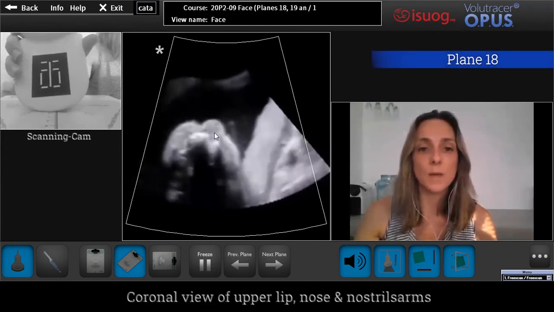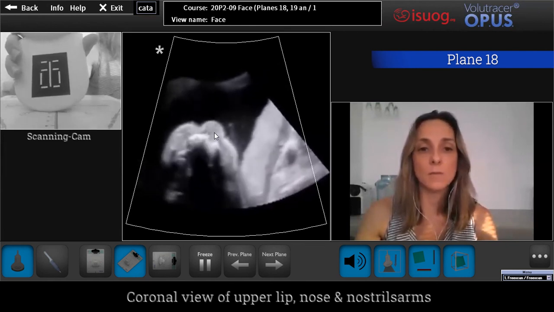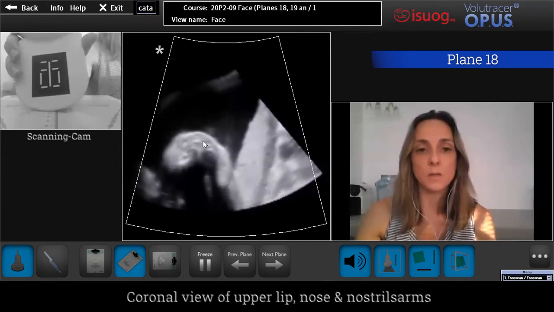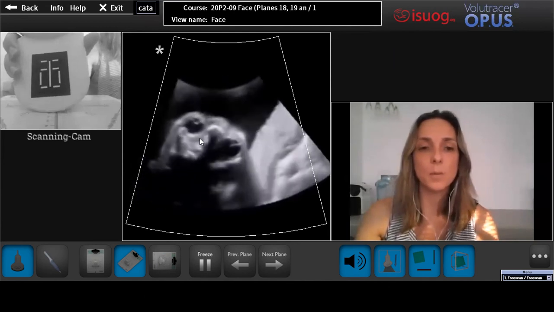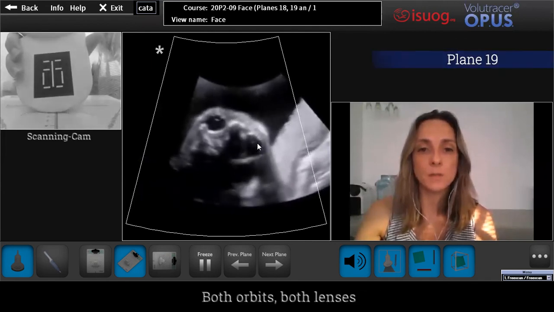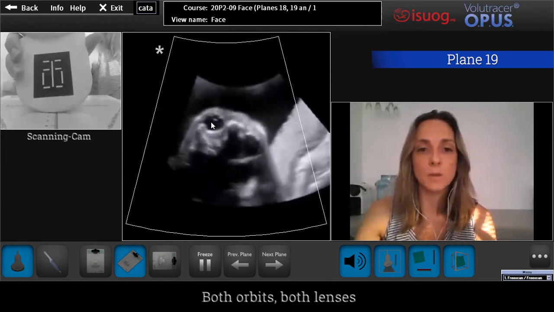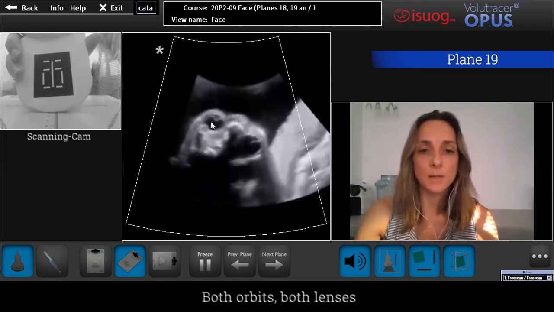So that would make the plane number 18, which is the coronal view of the nose, the nostrils, and the upper lip. Here you can see the integrity of the upper lip. Now you go back to the orbits there, and you can see both orbits symmetrical, and you can also see the lenses within these orbits. So that would be plane number 19.